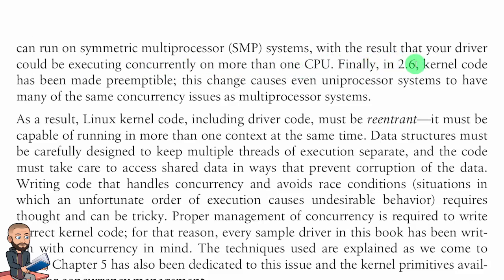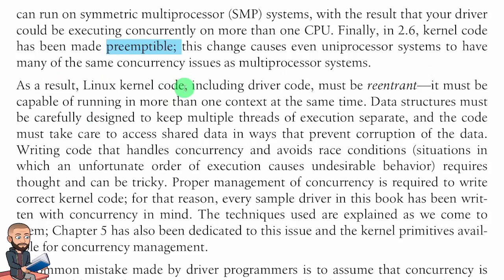Finally, in 2.6, kernel code has been made preemptible. This change causes even uniprocessor systems to have many of the same concurrency issues as multiprocessor systems. As a result, Linux kernel code, including driver code, must be reentrant. It must be capable of running in more than one context at the same time. Data structures must be carefully designed to keep multiple threads of execution separate, and the code must take care to access shared data in ways that prevent corruption of the data.